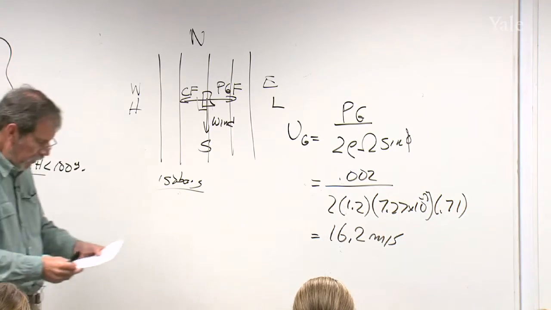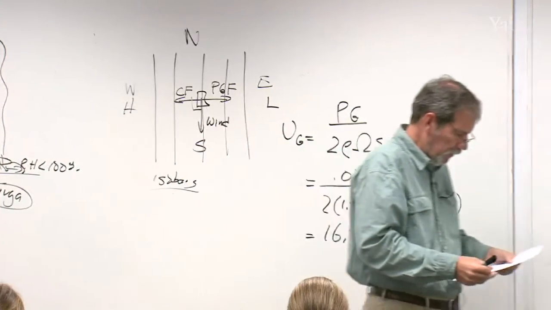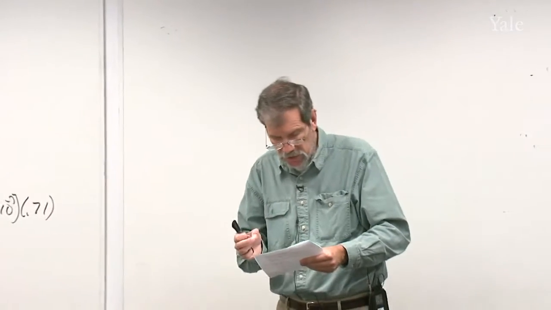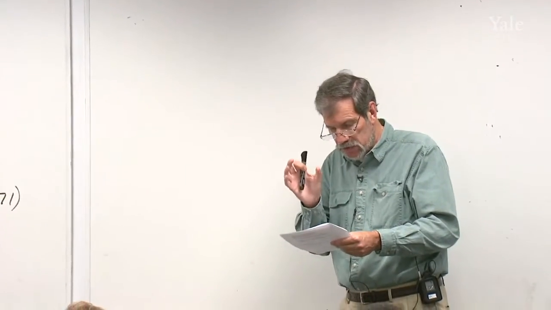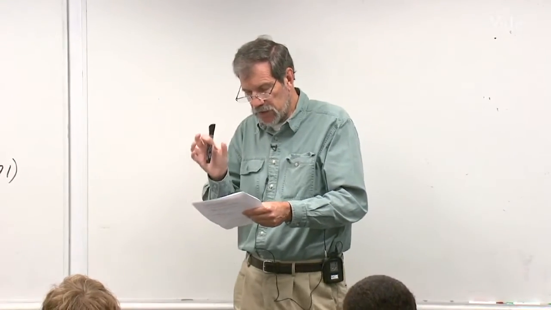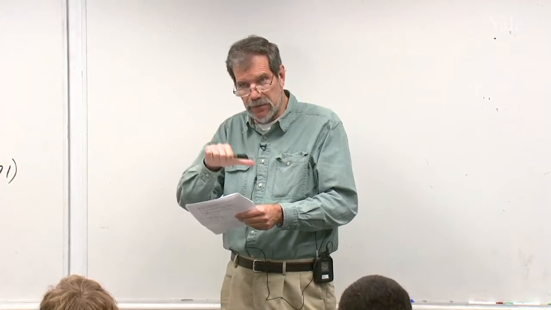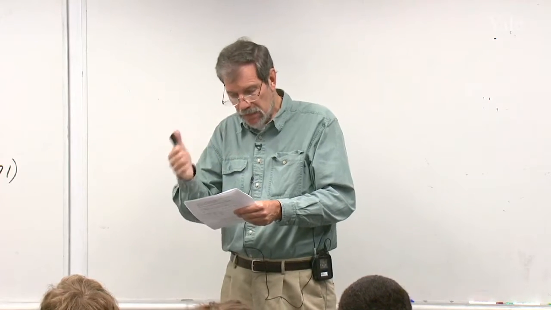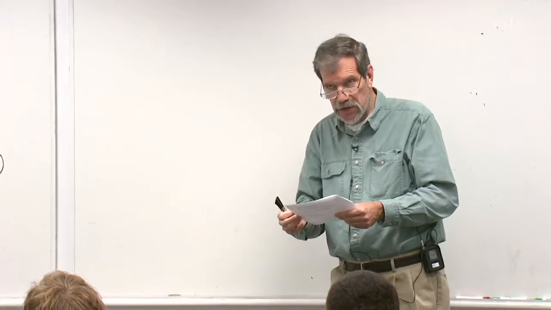And for part C, again, what you've assumed is geostrophic balance, which says that the Coriolis force and the pressure gradient force are equal and opposite. That is the definition of geostrophic balance.